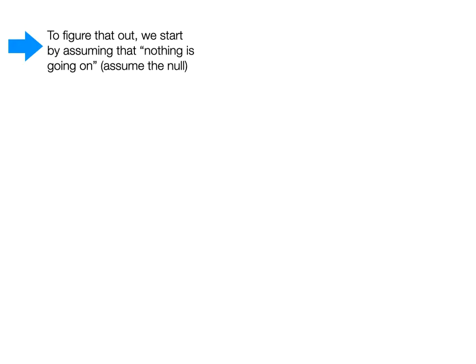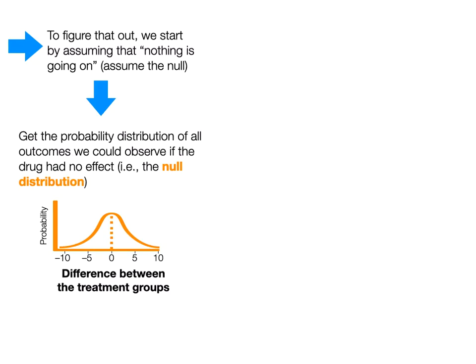Okay, so to figure that out, we start by assuming that nothing's going on. We assume the null. We assume that the drug is no better than the placebo. And what our software does is it gets the probability distribution of all possible outcomes we could observe in this experiment if the drug had no effect. And this distribution is the null distribution.